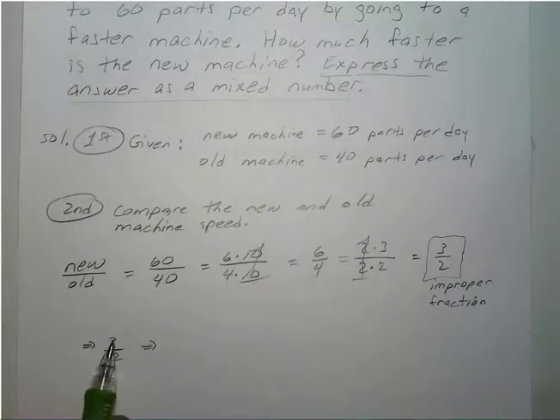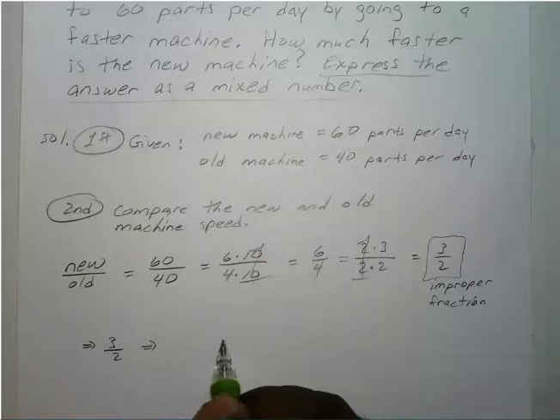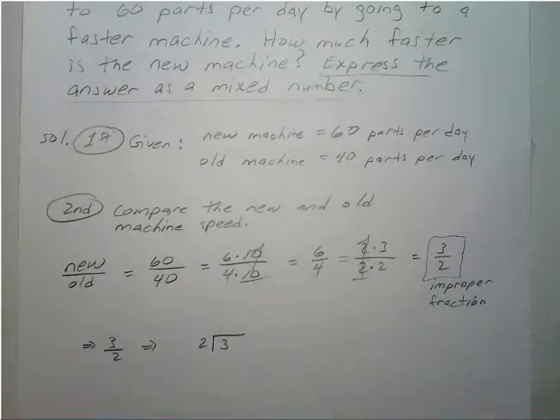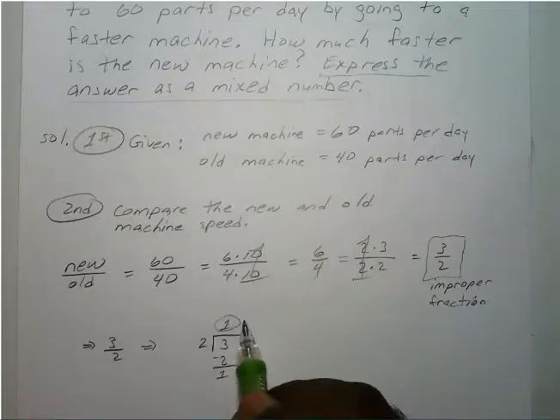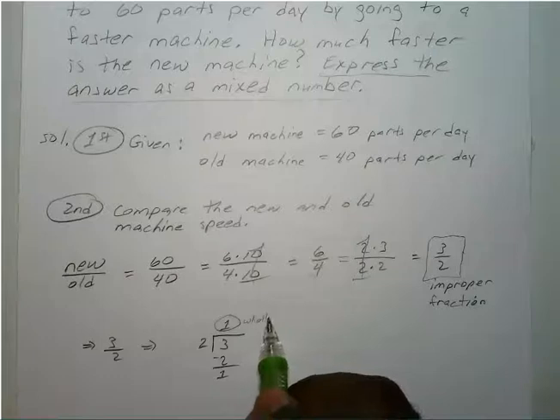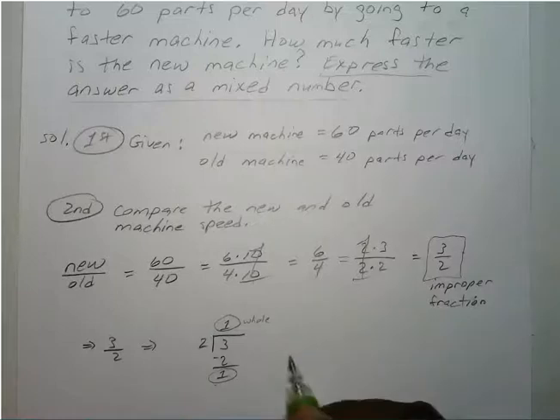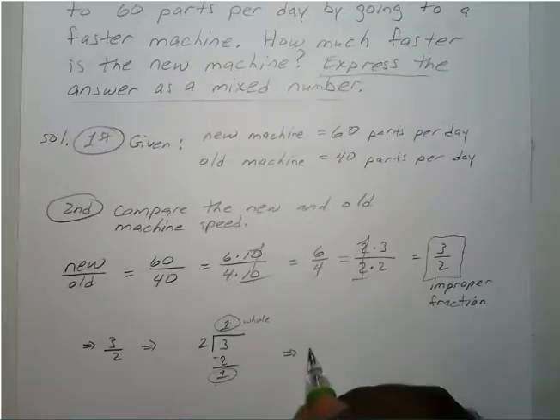So remember, 3 divided by 2, we just rewrite that as 3 divided by 2. And we divide. 2 goes into 3 one time. 2 times 1 is 2. 3 minus 2 is 1. Okay, so that's our whole number, or our quotient. Our remainder is our new numerator. Our denominator stays the same. So you end up with 1 and 1/2.